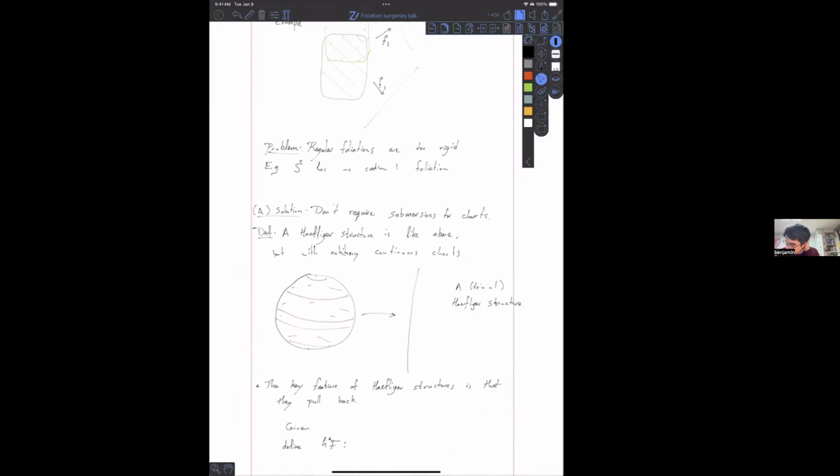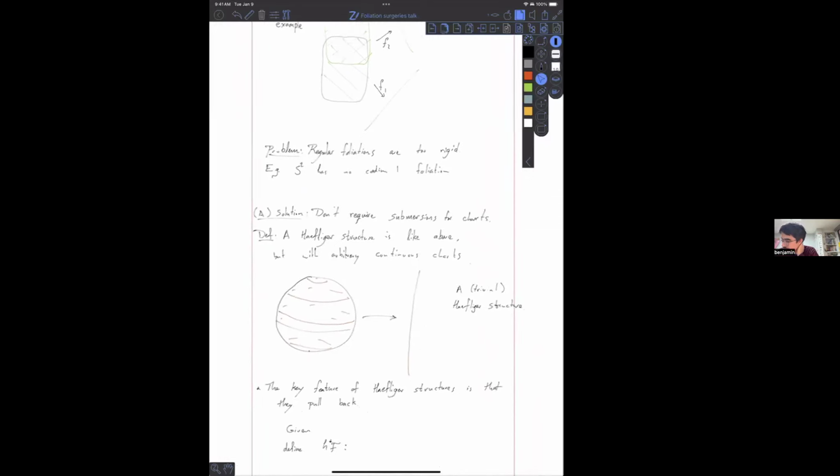So here's one picture of a Haefliger structure. We take the sphere and take just the height map. Each of these points pulls back to a circle, except there are these two necessarily singular points. This is a kind of trivial Haefliger structure because it's defined by a single function.